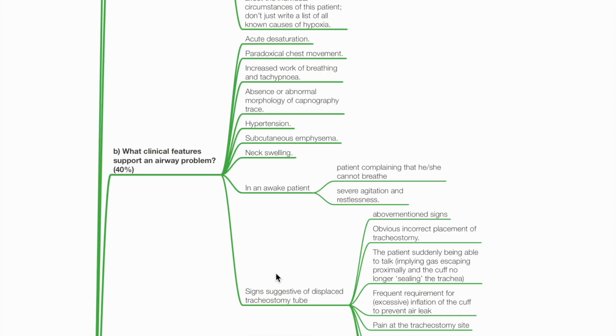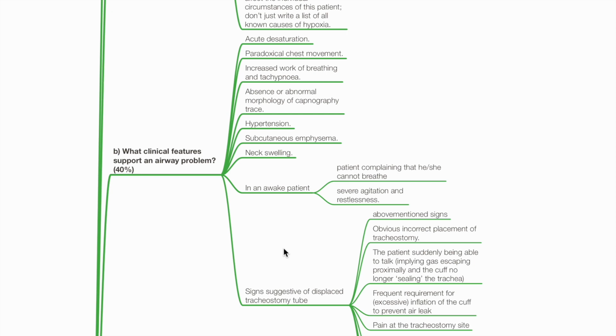B. What clinical features support an airway problem? This includes acute desaturation, paradoxical chest movement, increased work of breathing and tachypnea, absence or abnormal morphology of capnography trace, hypertension, subcutaneous emphysema, neck swelling, and in an awake patient, the patient may complain of difficulty in breathing, severe agitation and restlessness.